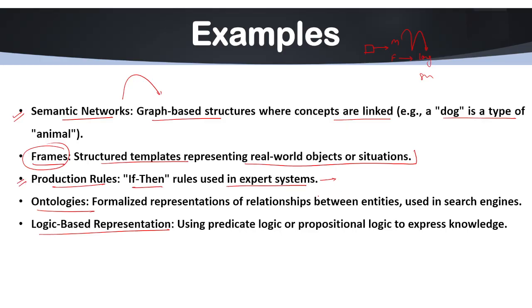We always use if-then-else statements, if-then-else situations in our coding, right? So such types of rules or scenarios are used in expert systems as well to make better decisions. Next is ontologies, a formalized representation of relationships between entities used in search engines. And logic-based representation, using predicate logic or propositional logic to express the knowledge.